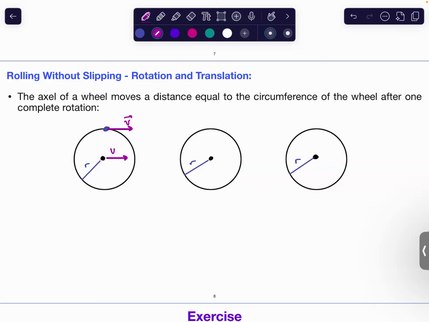Moving. So we're not talking about the axle moving in a circular motion. We are talking about thinking of the axle as a single point moving that way. Okay. Let's actually differentiate these two. We'll call this velocity center of mass.